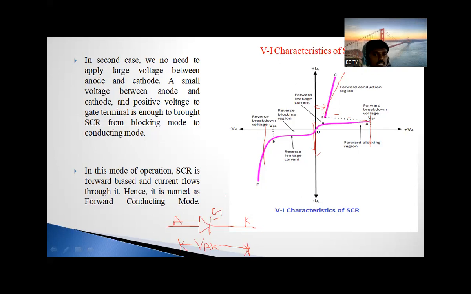When the device is conducting, the voltage drop across the SCR is ideally zero, but a small voltage drop is present. That may be 1 volt or 2 volts. That's why this small voltage drop is represented here, and the current increases. Current increase होगा ना इसका through. It will act as a closed switch. Current flow होता है. So the current increases. This is the forward conducting mode.